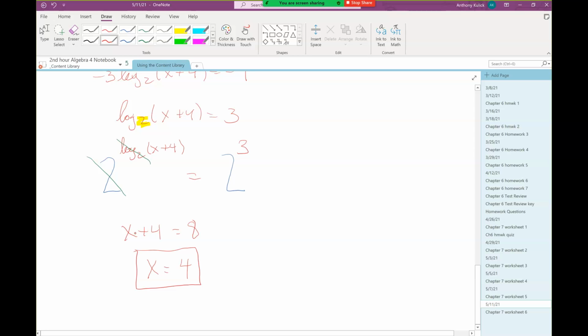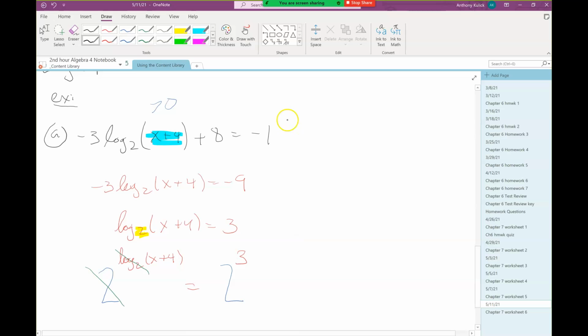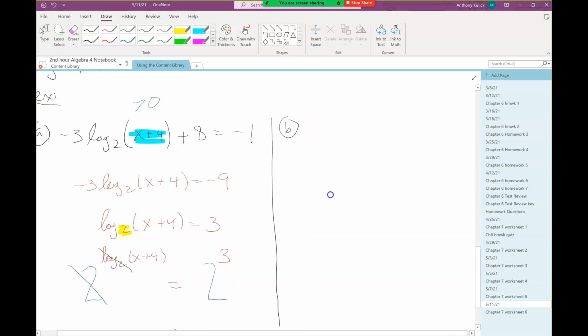So say you did get a negative number, what would you do? Does that mean you did the problem wrong? No, it just means that that answer is extraneous. In this case, if that's our only answer, we cross it out and say no solution. Let's do another example.